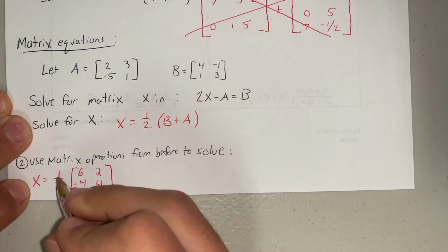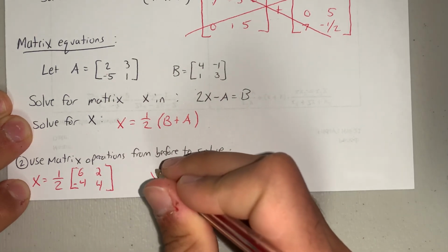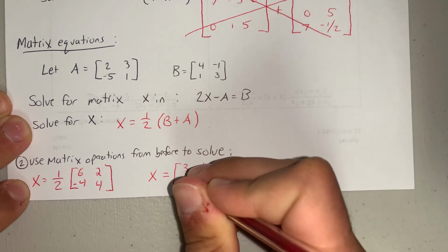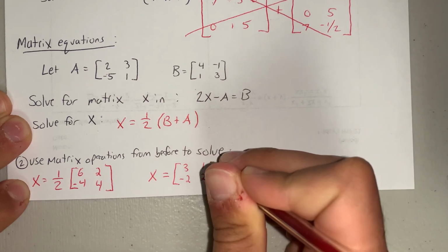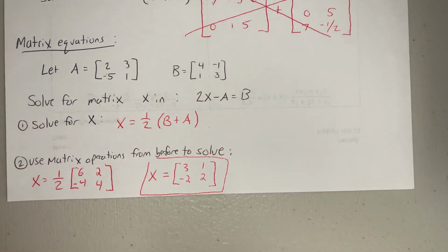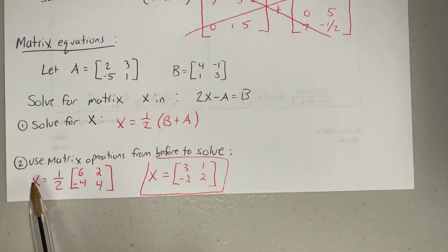So now we did the addition, we just need to find the scalar product here. Essentially we're just going to multiply and distribute the 1 half in. And so matrix X is going to be equal to 3, 1, negative 2, and 2. And that would be your final answer. So all you're doing is solving for X like you normally would, and then applying the operations that we talked about before. And that should be everything that you need for this unit.